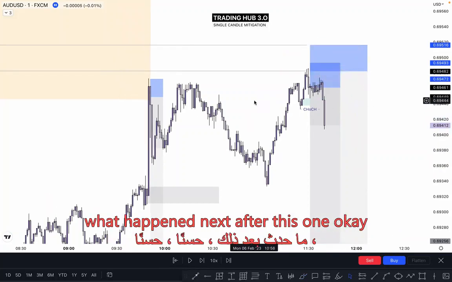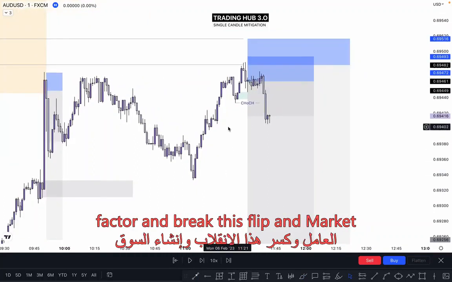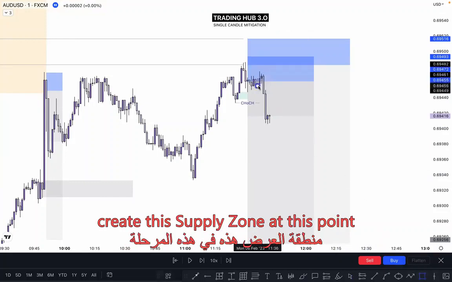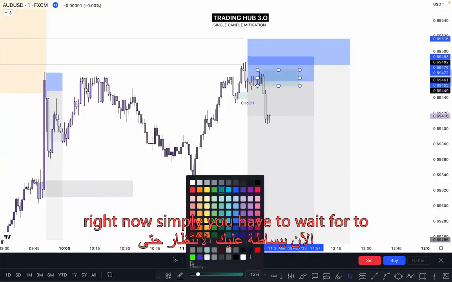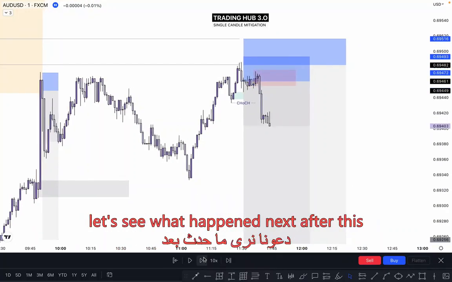So let's see what happens next after this one. Okay, all right, market broke this change of character and broke this flip, and market created this supply zone at this point. Right now, simply you have to wait for it to create inducement before the entry. Okay, so let's see what happens next after this one.